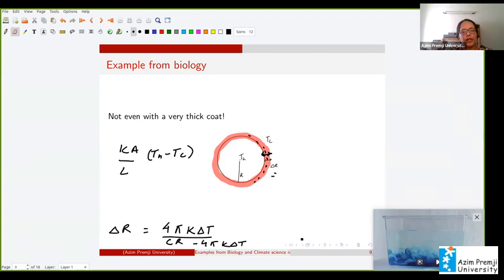Okay, and so that tells you that in spite of having a thick coat, some animals will just not be able to survive. So this is an interesting scaling kind of argument using the ideas of conductivity to show something which is quite surprising in biology.